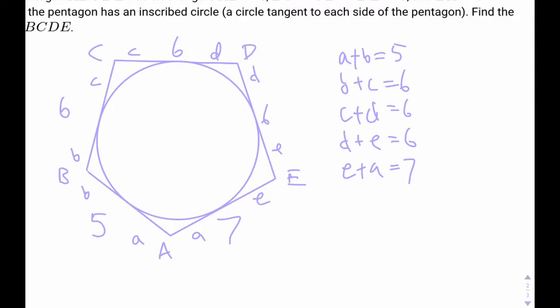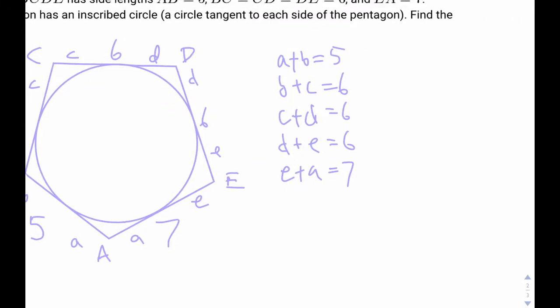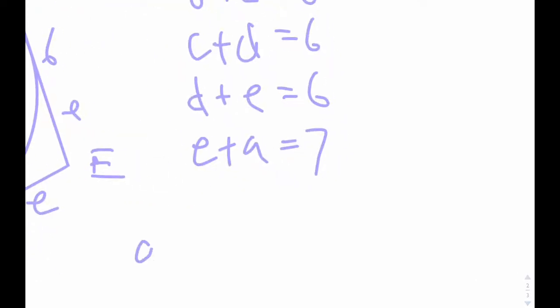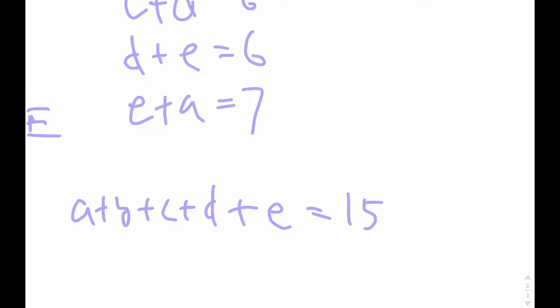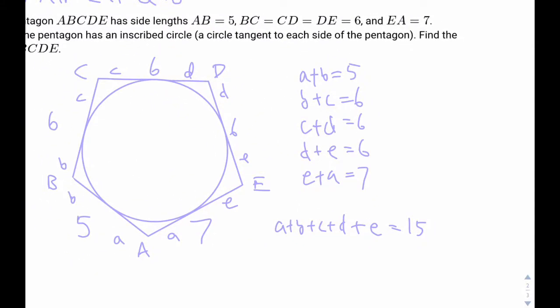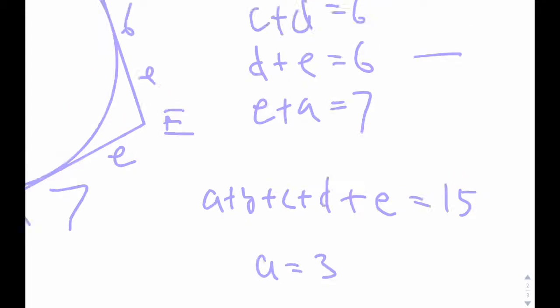So from here we can solve for the length of each tangent, and the easiest way to do this might just be to add up all the equations, which will give us A plus B plus C plus D plus E is equal to 15. And now from here we can solve for each of the 5 variables. So let's see. We have that B plus C plus D plus E is equal to 12. So we know that A is equal to 3.